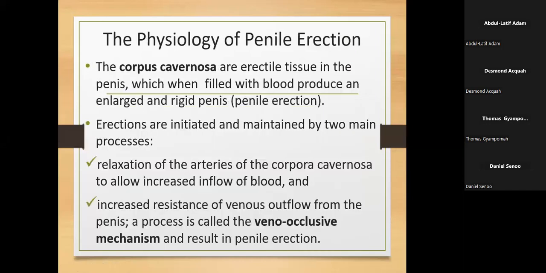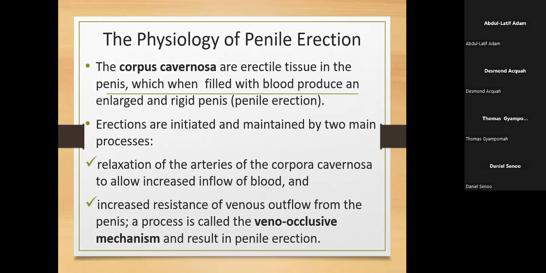So let's try to understand the erection more properly. When you talk about the corpus cavernosa, you know what it is. This is the erectile tissue lining left and right of the penis. It is this one which will be filled with blood that will cause the engorgement, and for that matter, the enlargement and the rigidity of the penis in the phenomenon we call erection. Right. So let's see how the whole thing is initiated.